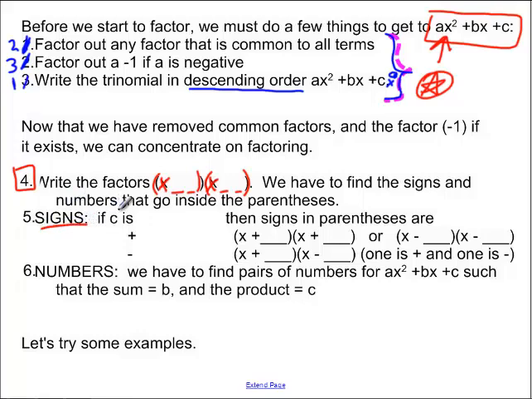Here's step number 5. You take a look at the c that you've been given. If c is positive, that means that we've multiplied that number times that number to get that c. If c is positive, then we know that either both of these are positive, and we multiply these together to get a positive number, or both of these numbers are negative. A negative times a negative would give us a positive as well. So if c is positive, then either it's x plus times x plus, or x minus times x minus.